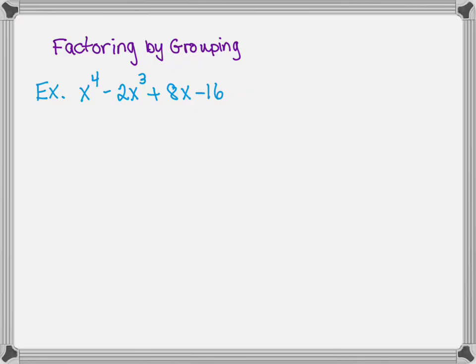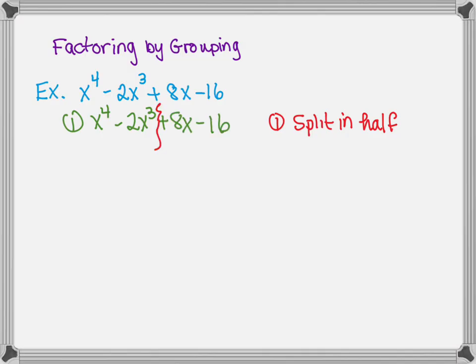And just like everything else we do with factoring, always check for a greatest common factor first and factor it out if we can. But there is no greatest common factor here. It would have to be a factor in all four terms. So with factoring by grouping, we're going to split the four terms in half, because factoring by grouping, we do need to have four terms. So we're going to split this into two pairs of terms.